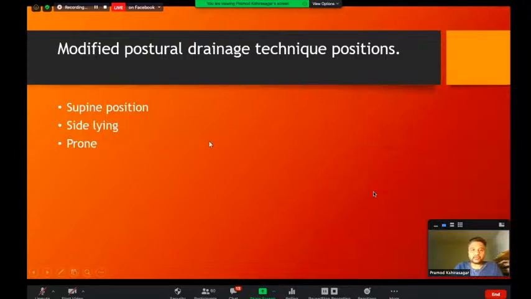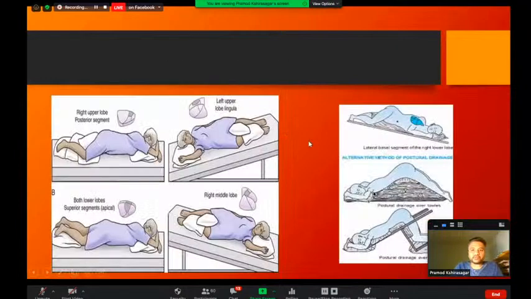So what I found was the modified postural drainage position is very effective. You can grossly put them in prone position, placing a pillow underneath, and just time how they can tolerate. Maybe you can start with 1 or 2 minutes and increase up to 5 to 10 minutes, because postural drainage recommends 15 to 20 minutes in one position.